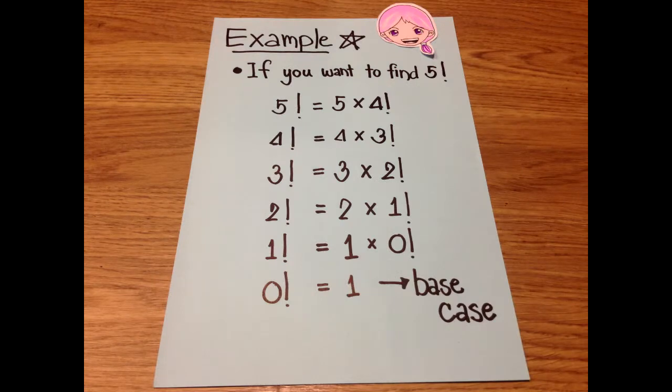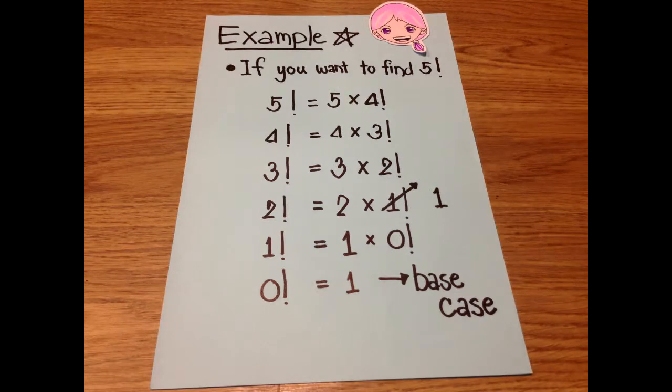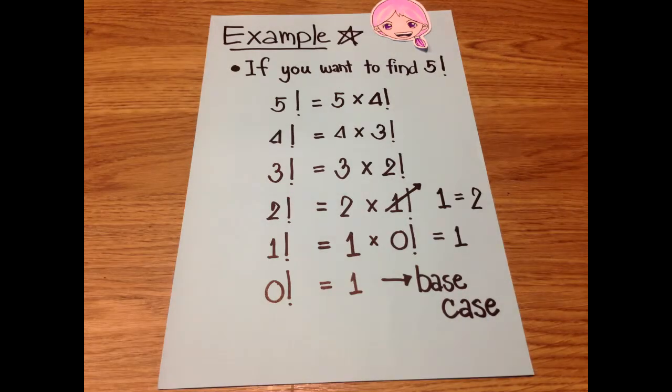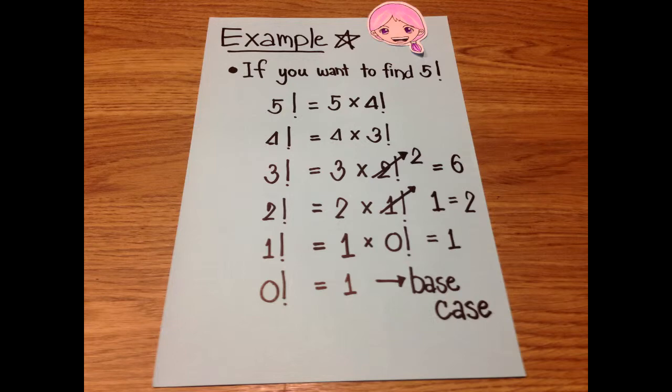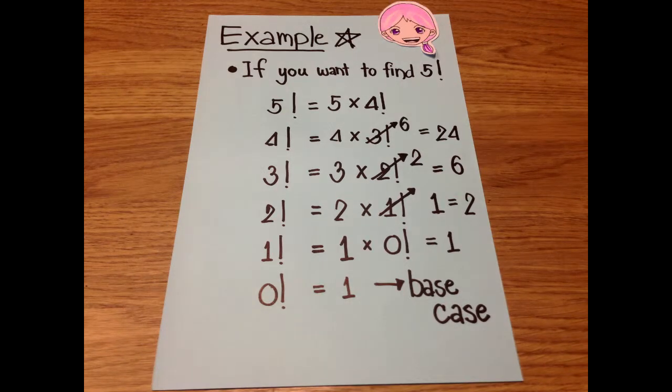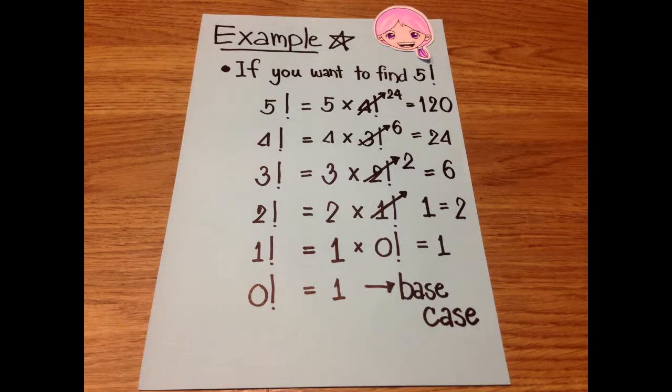And then we know 1 fact equals 1, 2 fact equals 2, 3 fact equals 6, 4 fact equals 24, and finally 5 fact equals 120.